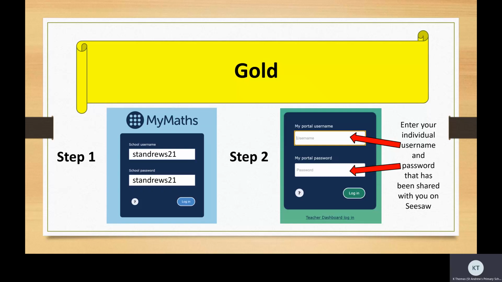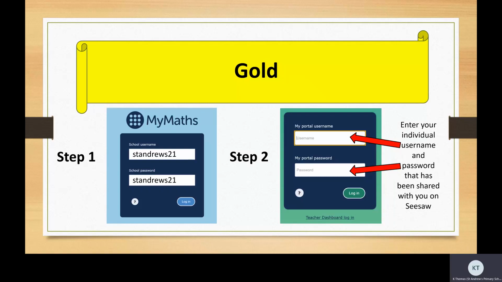Step 2, you'll see the box that I have on the right-hand side. It has a green background and it's a navy box. And your job there is to type in your individual username and password that has been shared with you on Seesaw by your teachers. So you can see in the top box, you enter your username, and in the second box, you enter your password.